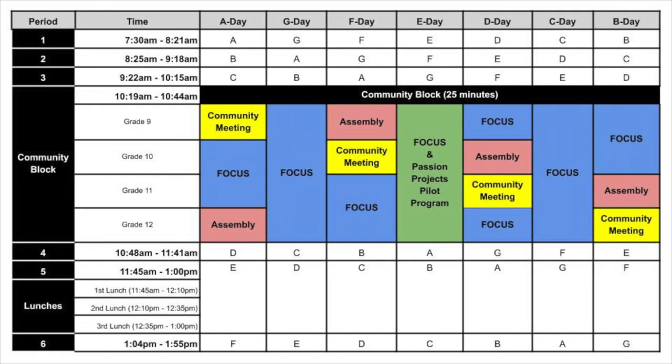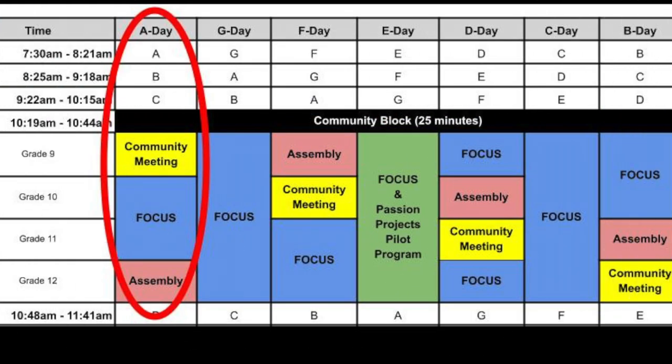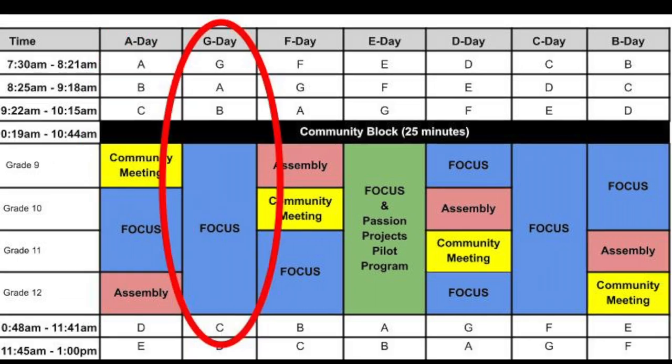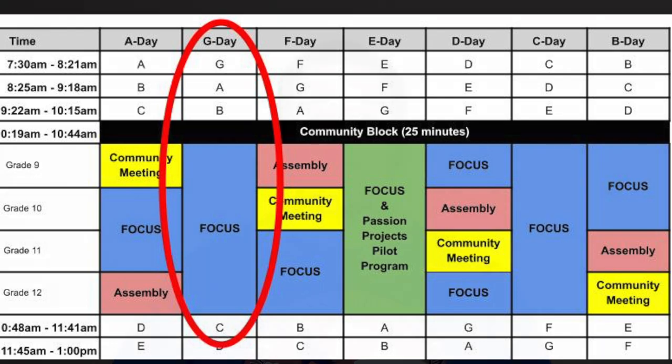As you can see, you will go to your community block room every day. Each grade level is assigned to 1 of the 4 elements of community block. For example, on days when we start with A block, during community block, grade 9 has community meeting. Grades 10 and 11 have focus block, and grade 12 has an assembly. On G day, everyone has focus block, and on other days, it changes. The community block schedule will be posted in every classroom.